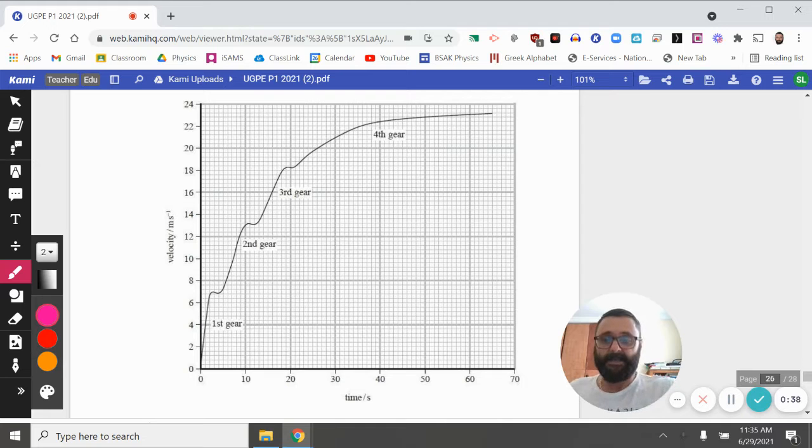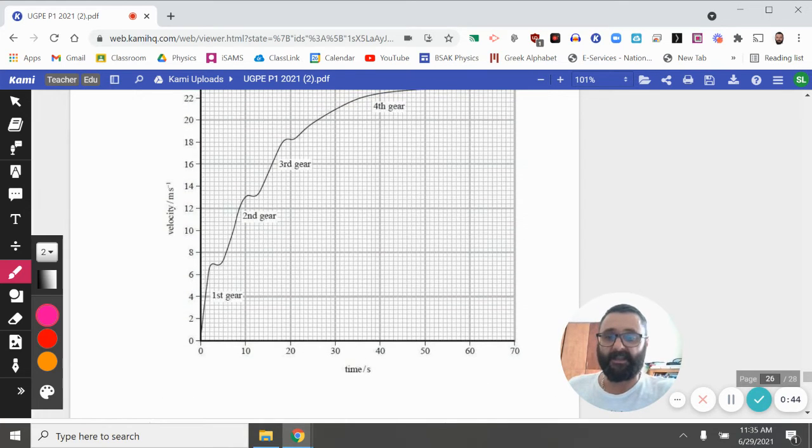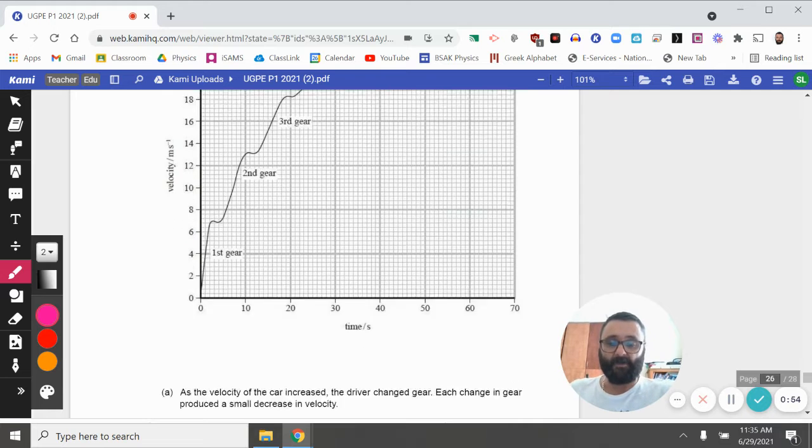Firstly, as the velocity of the car has increased, the driver changed gears. So we've got first gear, second gear, third gear, fourth gear, and then we're reaching where we're plateauing out because the car is reaching terminal velocity. It's reaching its maximum speed horizontally.